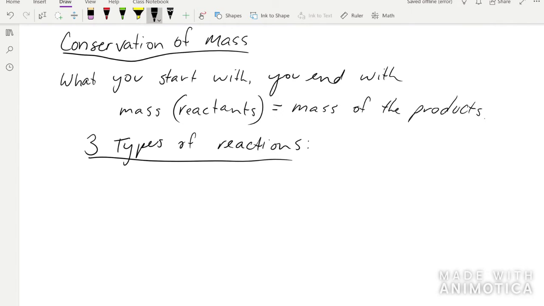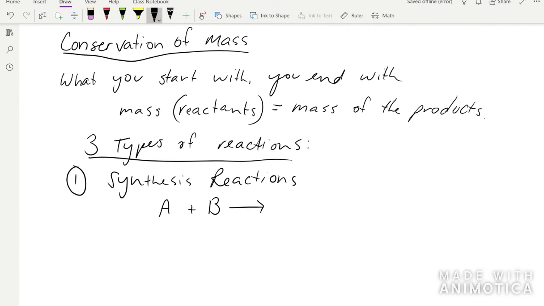So this one, the first type, is called synthesis reaction. And this is when 2 or more reactants, usually elements, join to form a compound. So we usually refer to it as A plus B reacts to give us AB, where A and B represent elements.